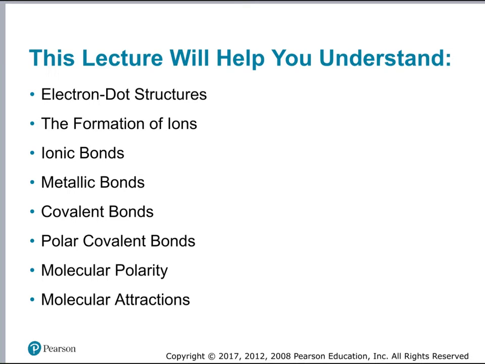We're going to talk about how ions can form. We'll talk about what an ion is and why they're important. And once you have atoms that form into ions, we'll talk about how ions bond together and form ionic bonds. Now, that's just one way that atoms can bond together in a molecule. There are others, and we're going to talk about some of those, including metallic bonds and covalent bonds. There's even something called a polar covalent bond. And then we're going to talk about molecular polarity and how that relates to molecular attractions.